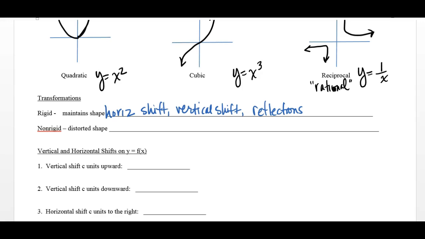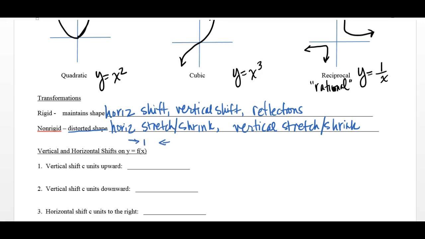Now, the converse of that is a non-rigid. And what that does is it distorts the original shape. Okay, you know what distort means. It kind of messes with the shape. So what can happen is a horizontal stretch or a horizontal shrink, and then a vertical stretch or shrink. Okay, horizontal, think like an accordion. Things can get pulled like an accordion both ways, right? Things stretched left and right. Vertical, the stretch is up and down.